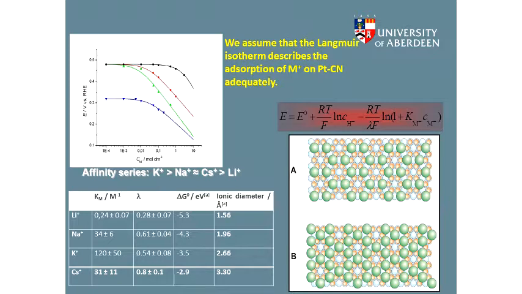Looking at the structure of the surface, the cavity will be more or less the size of the platinum ion underneath. And the platinum atom, platinum atoms have a diameter of approximately 2.7 angstrom. And if you look at the ionic diameter of lithium, sodium, potassium, and cesium, potassium has a diameter which is very close to that one.